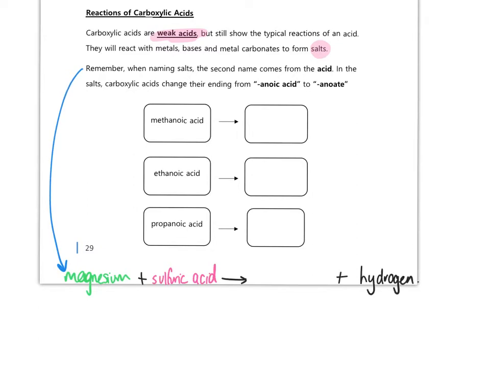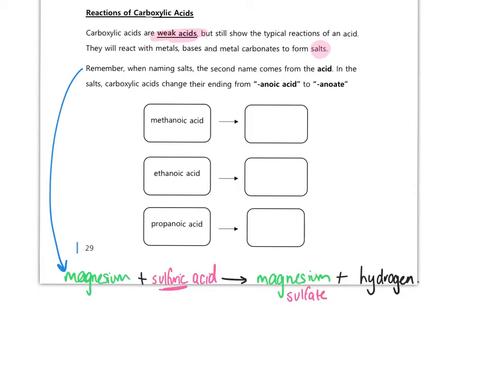Remember, salts have two names. Where does the first name come from? It comes from the metal, and the name of the metal doesn't change, so I just write down magnesium. The second name of the salt comes from the acid, but that changes its name, so the salt is not magnesium sulfuric, the salt is magnesium sulfate.